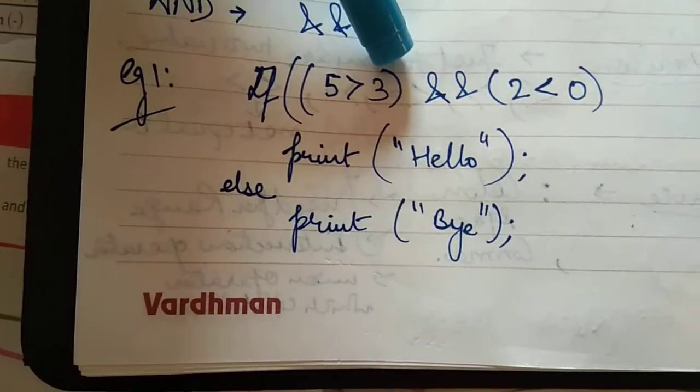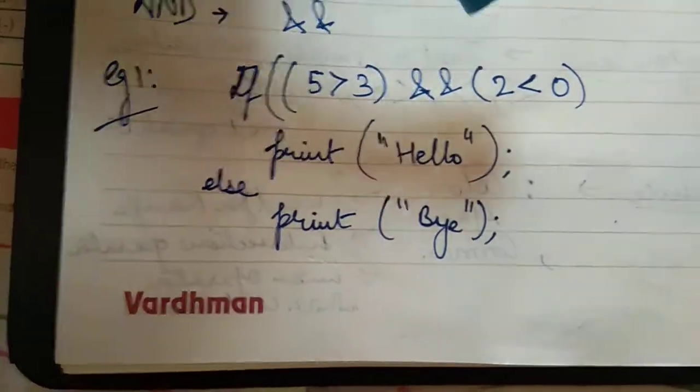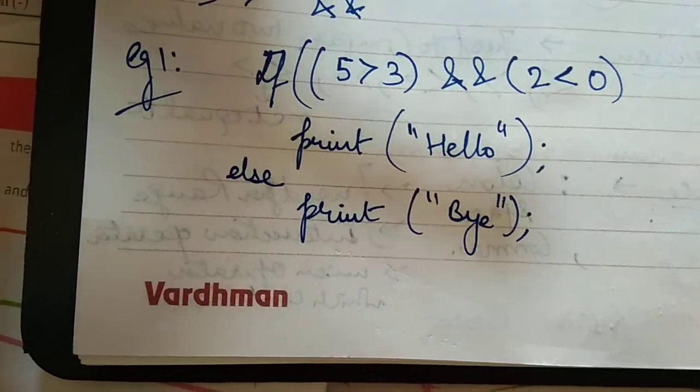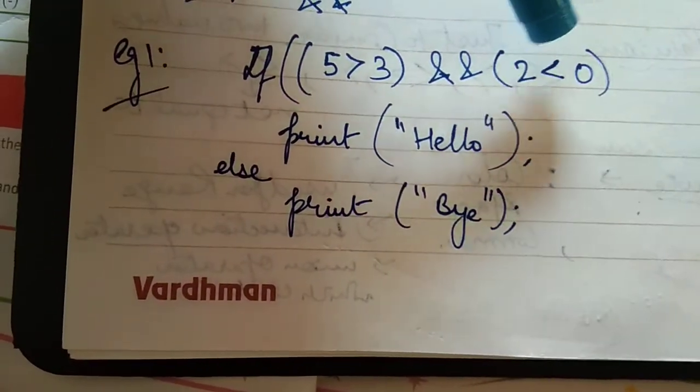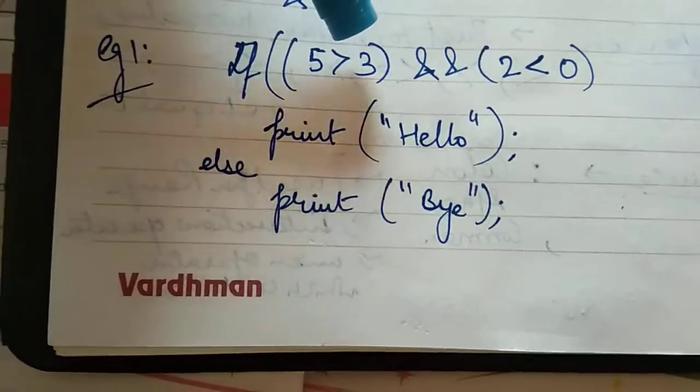Now suppose the first condition is correct. 5 is greater than 3. Yes, 5 is greater than 3. 2 is less than 0. No, 2 is not less than 0. That means this condition has become false, and this is true.